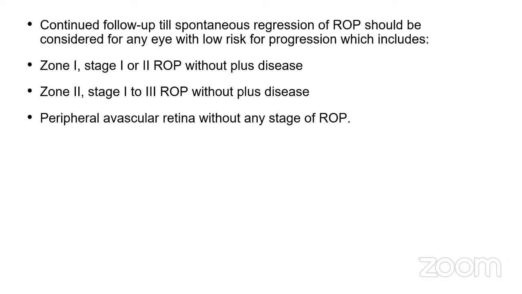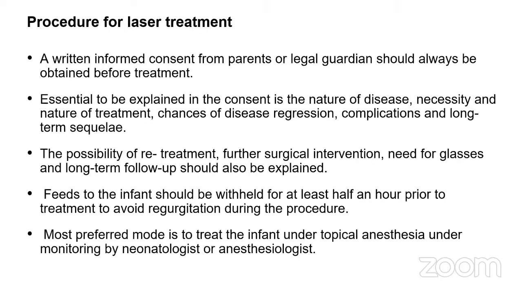Zone 1, stage 1 or 2 ROP without plus disease, and zone 2, stage 1 to 3 ROP without plus disease, and peripheral avascular retina without any stage of ROP. These infants can be followed up.